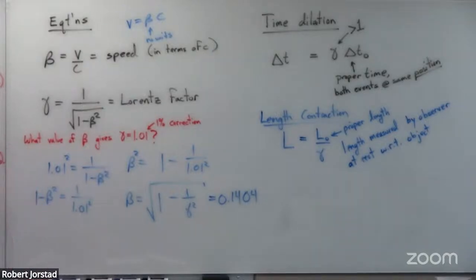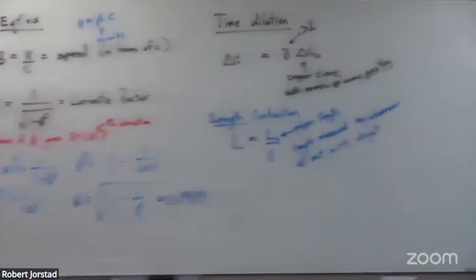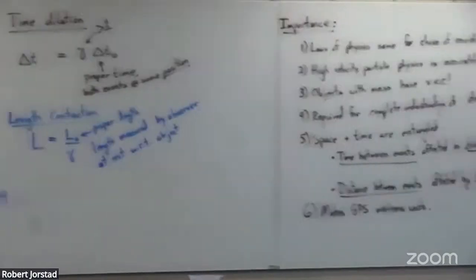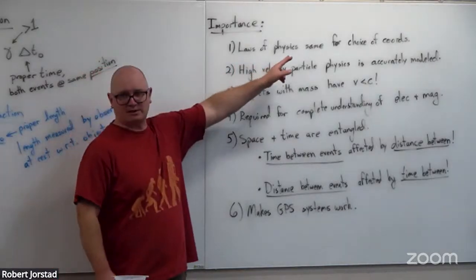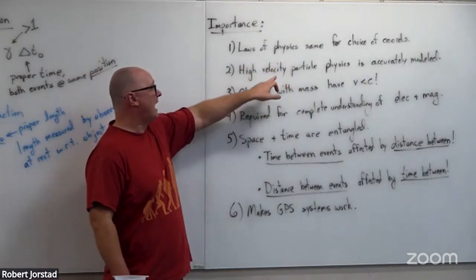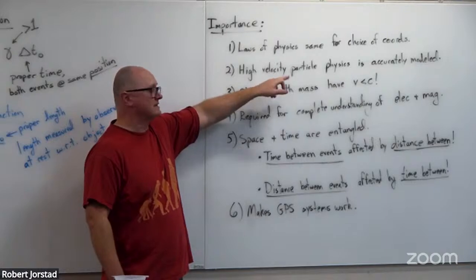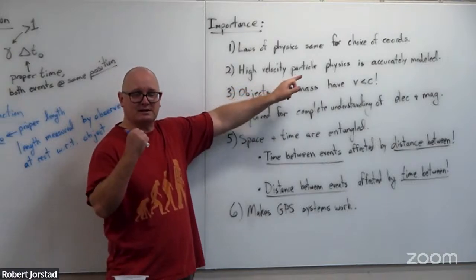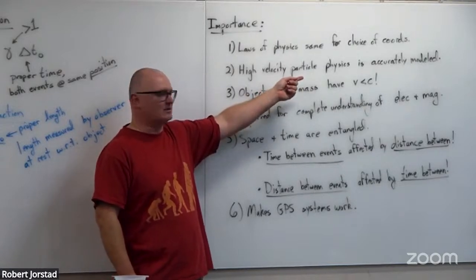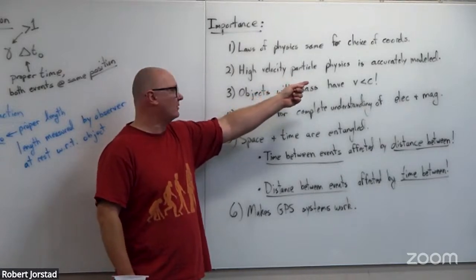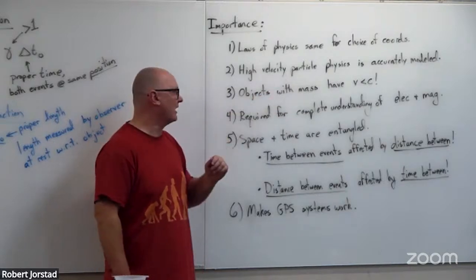And I wanted to end with a few things about the importance of this, right? All right, so let's take a look at this. Why is this important? Let's summarize. The laws of physics are the same for different choices of coordinate systems, okay? High velocity particle physics is now going to be accurately modeled if we use this information. Without it, we can't even understand an electron moving in a straight line interacting with a photon or something, right, if the speeds are high enough.